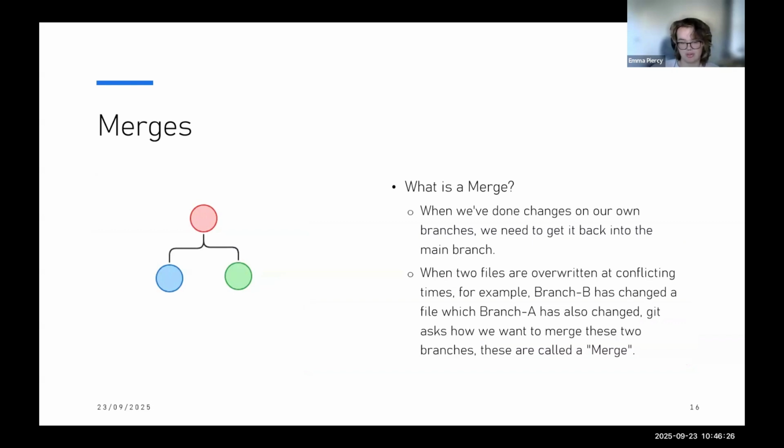When we've done changes on our own branches, we need to get back into the main branch. And these often contain merge conflicts. A merge conflict is when, let's say, branch B has changed a file which branch A has also changed. Git will ask you, how do you want to merge these two branches? And this is called a merge.